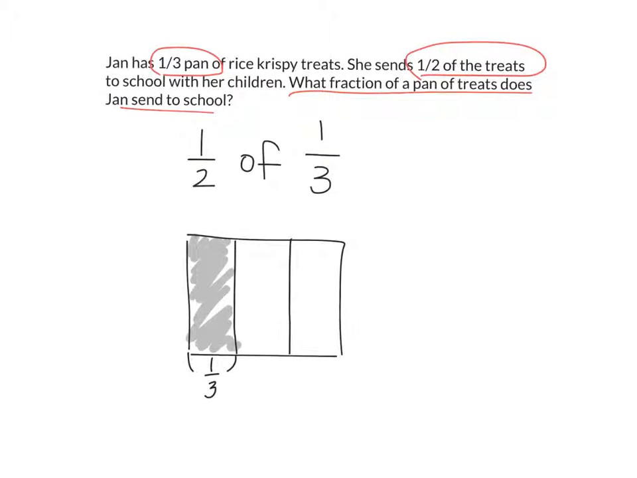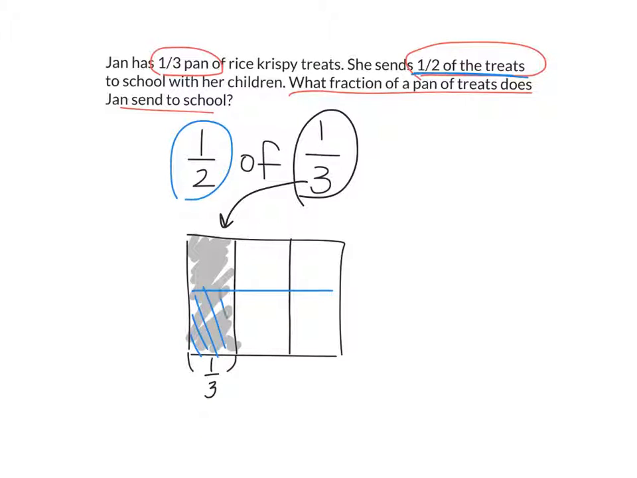Now, is she bringing that whole third to school? No. She's bringing what fraction of the 1/3? 1/2. So originally we showed that she had 1/3 in black, but she's only going to bring half of it. So split that whole thing in half and shade in half of that third.